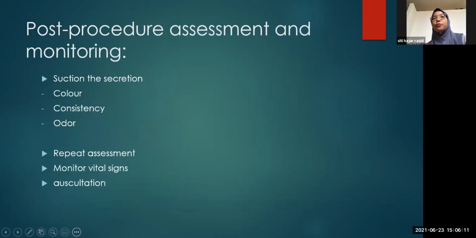For post-procedure assessment and monitoring, we should suction the secretion to look at the color, the consistency, and also odor. Then we should repeat assessment if it is necessary, monitor vital signs, and also auscultate again to detect any additional sound. Okay, next slide.